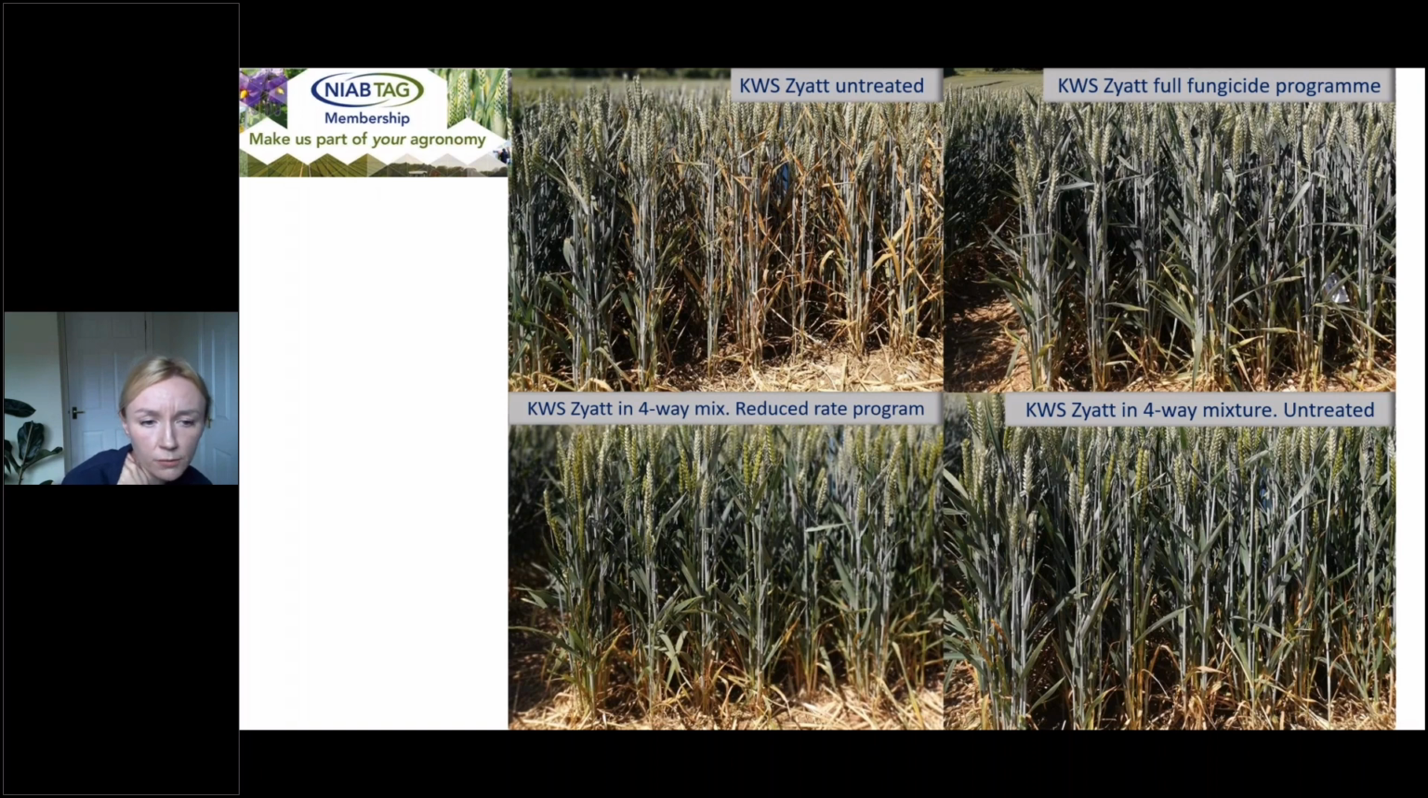But you can also manage it by putting Zyatt in a mix. And on the bottom two pictures here, you've got Zyatt in a four-way mix with Zyatt, Crusoe, Skyfall, and Illustrious. And you can see here it's either a reduced rate program or fully untreated, and the effect that putting that Zyatt into the four-way mix had on the disease levels in that crop. So again, it's not about one or the other. It's not about putting Zyatt in a mix and not applying the fungicide. It's about integrating all the individual components together to help you reduce that inoculum and get the best use out of your fungicides in that crop.